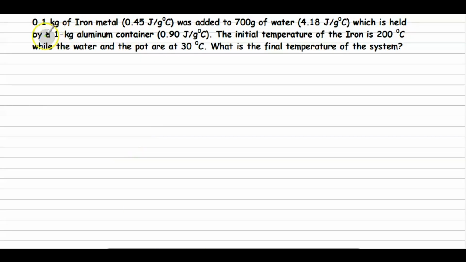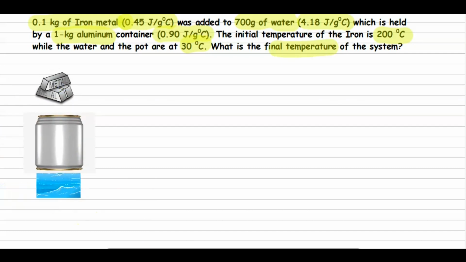Now, what if we have more than two materials mixed together? Let's try this one. 0.1 kilograms of iron metal was added to 700 grams of water, which is held by a 1 kilogram aluminum container. The initial temperature of the iron is 200 degrees Celsius, while the water and the pot are at 30 degrees Celsius. What is the final temperature of the system? The specific heats are also given. And again, after the mixture, we will only have one common temperature for the three materials.